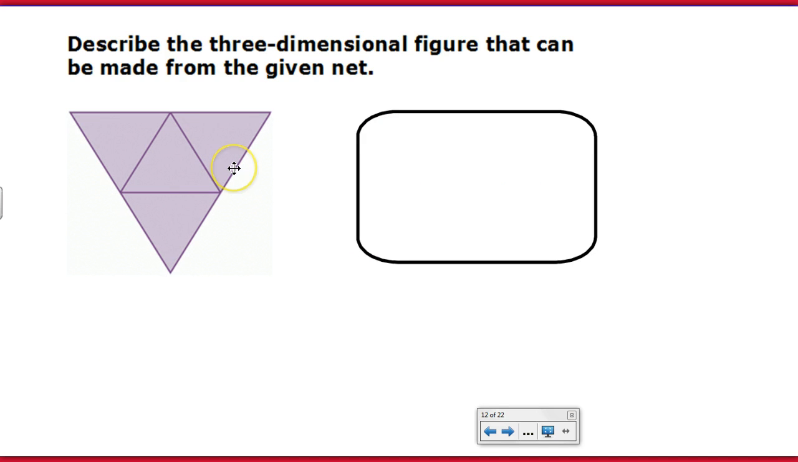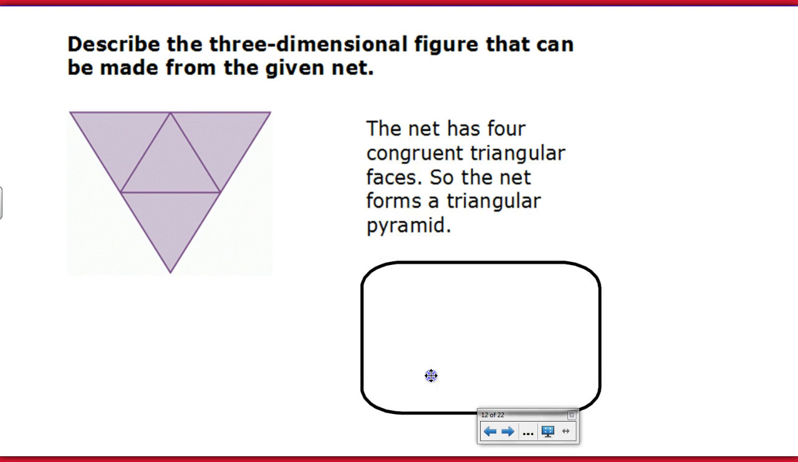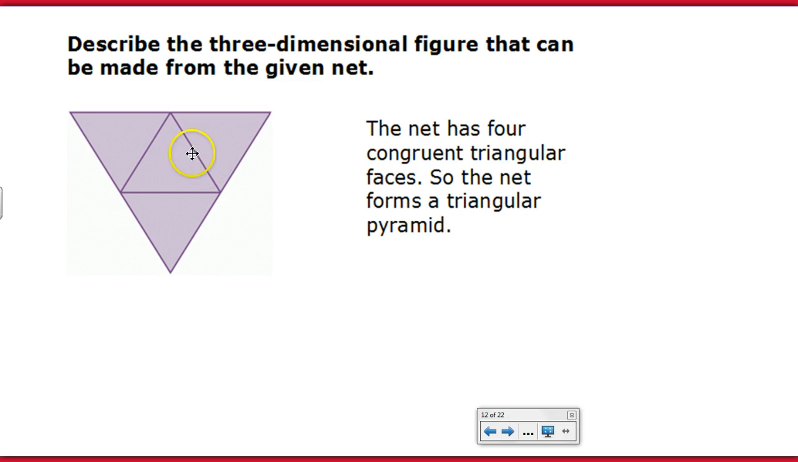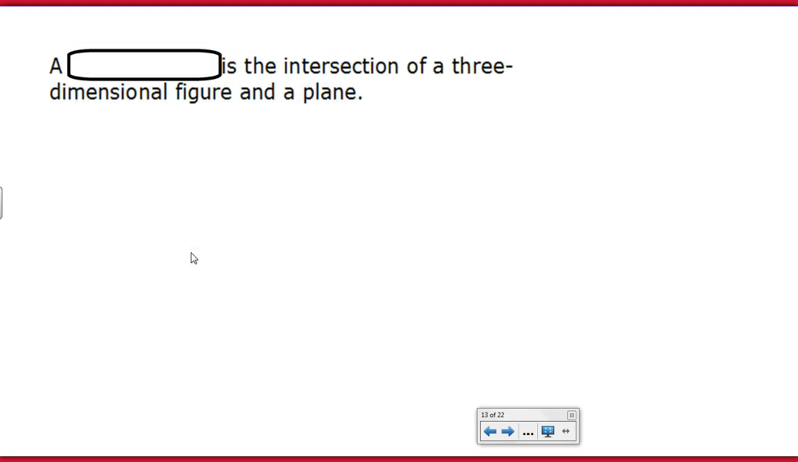Describe this 3D figure that can be made from this net. And what do you have? Good, you should have a triangular pyramid, right? The base is a triangle, and then we fold those sides up, and we end up with a vertex opposite the base.